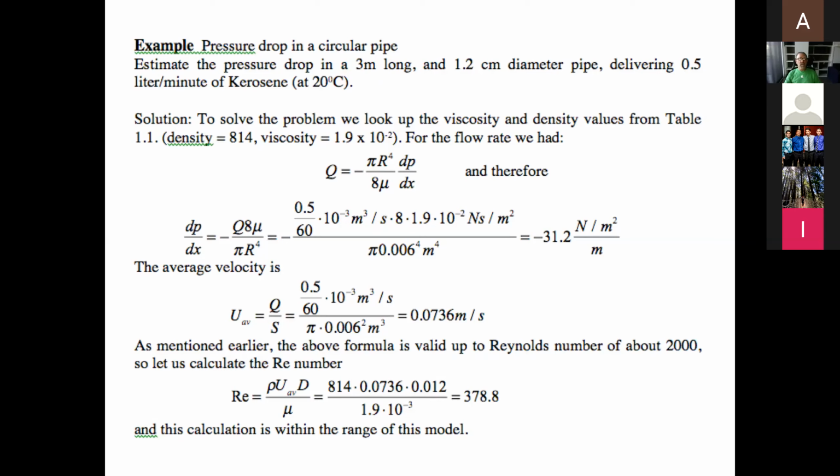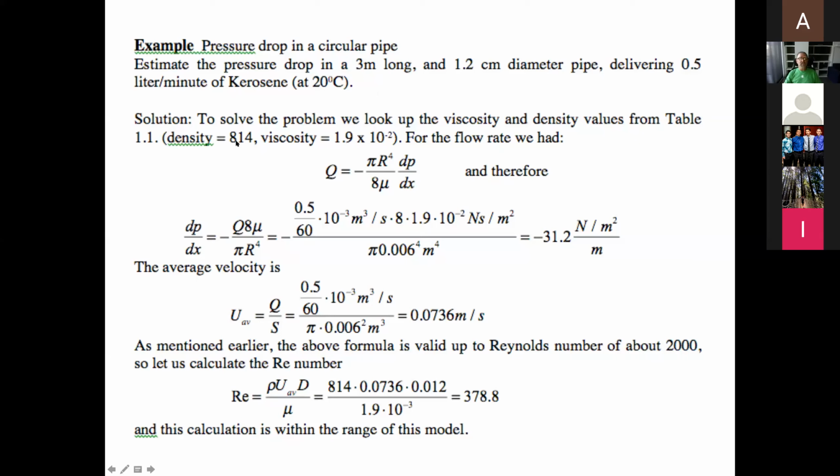So how much is the pressure drop? How much pressure do we need? And remember, delta P times the volume is the power. So you can tell right away how much power the pump, what kind of pump you need to buy for this particular project. Okay, so we just look at the viscosity.